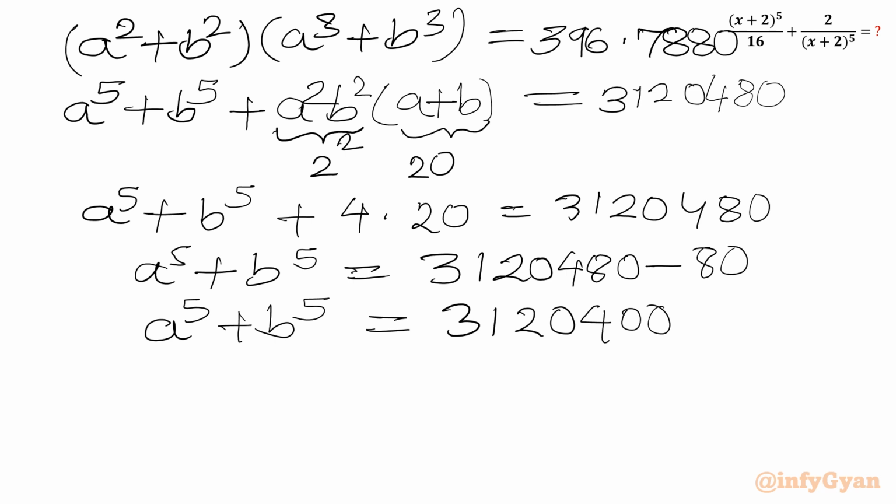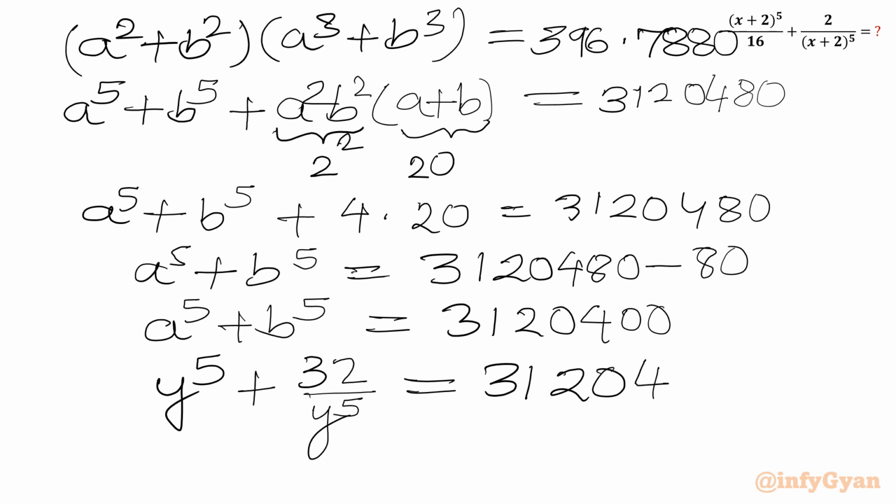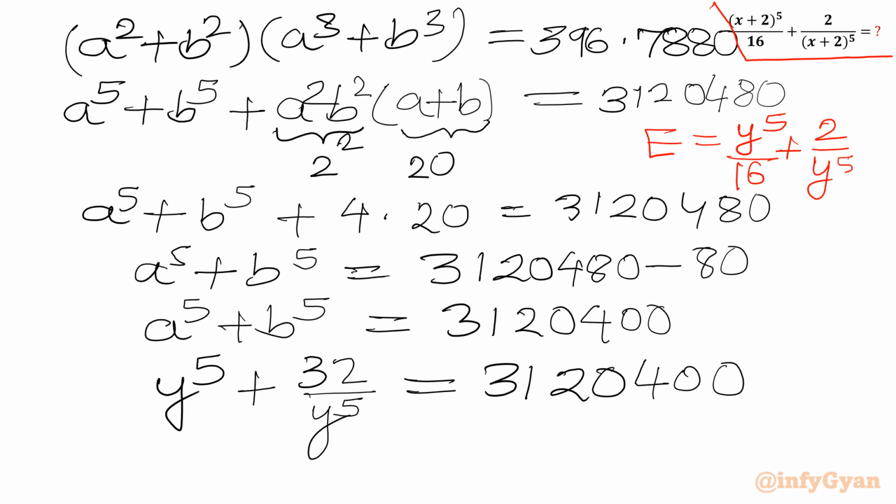Now a was our substitution. This was y, so I will write y power 5. b was 2 over y, so whole power is 5. So I will write 32 over y power 5 equal to 3120400. Now our required expression is in terms of y. If I write it, it will be y power 5 over 16 plus 2 over y power 5. So it is not matching.